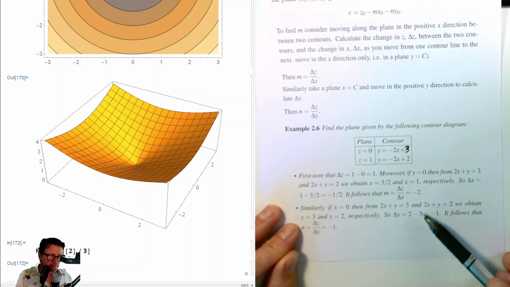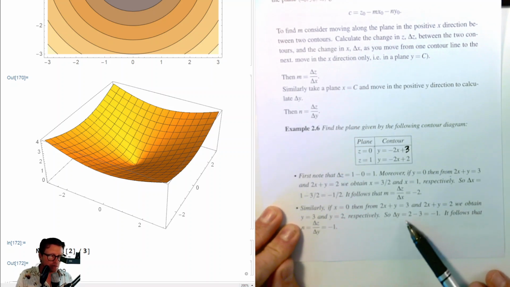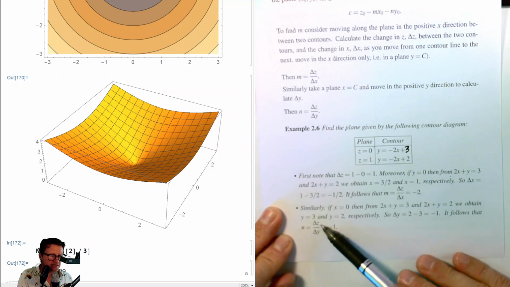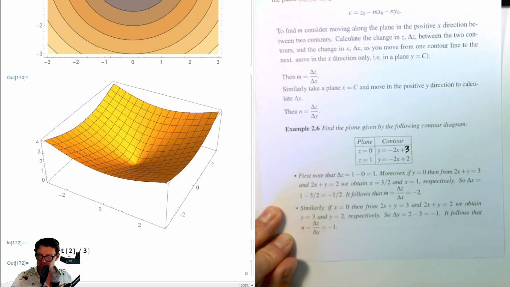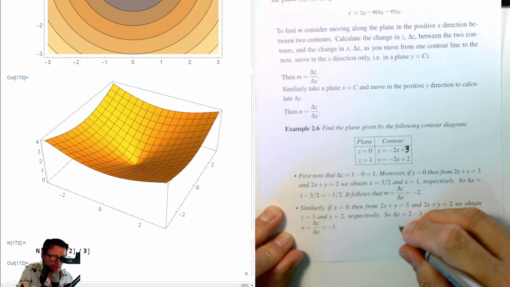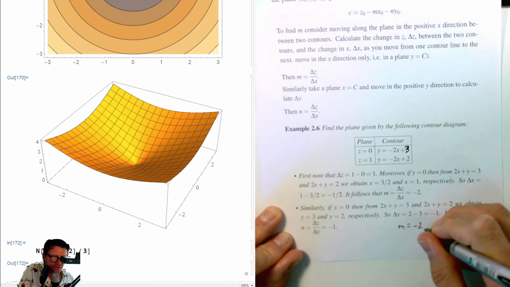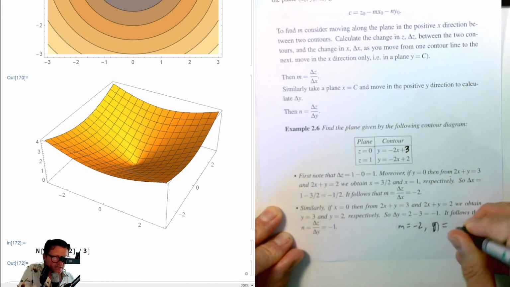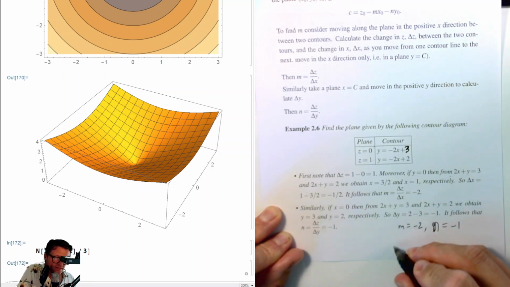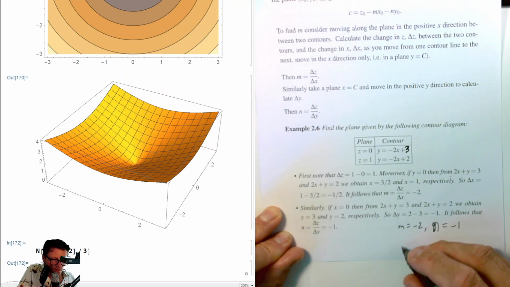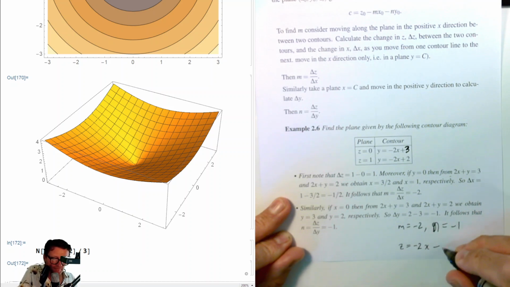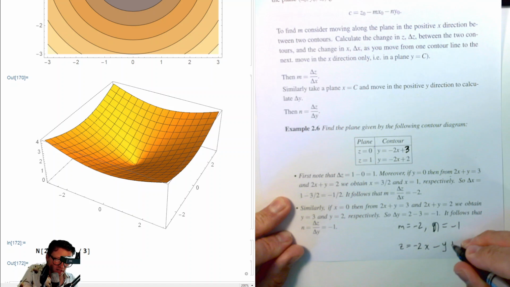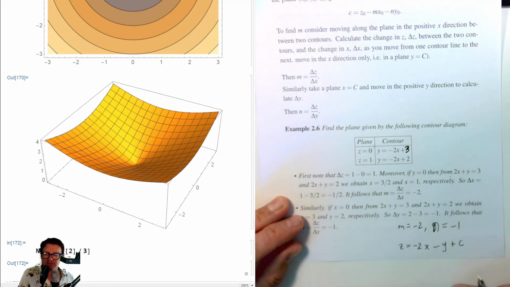Similarly, we can get a change in y as minus 1, and so it follows that n is equal to delta z over delta y, which is minus 1. So putting those two things together, we have m is minus 2 and n is minus 1. So then that tells us we have z equals minus 2x minus y plus c. So we've got to work out the c in this case.